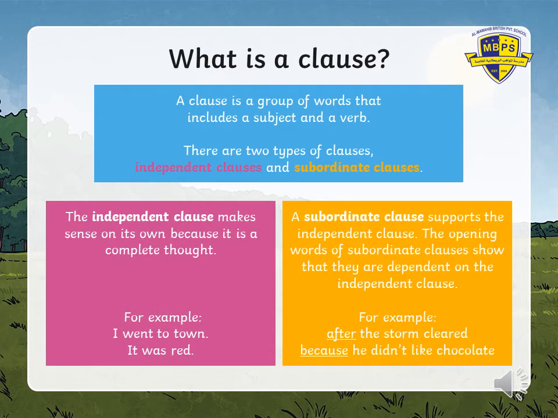What is a clause? A clause is a group of words that has a subject and a verb. Students, there are two types of clauses, independent clauses and subordinate clauses. Independent clauses are also called main clauses because they are a complete thought. They make sense on their own.